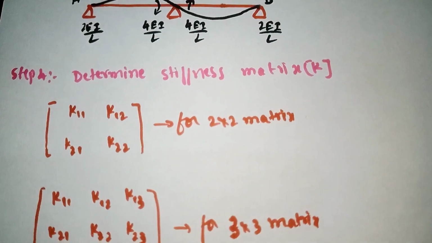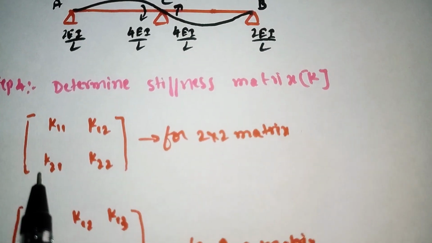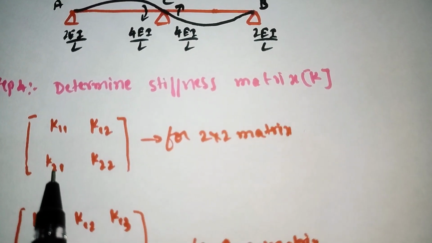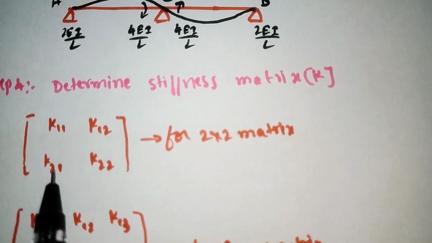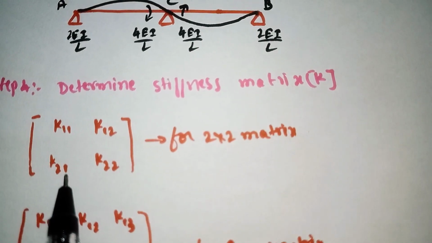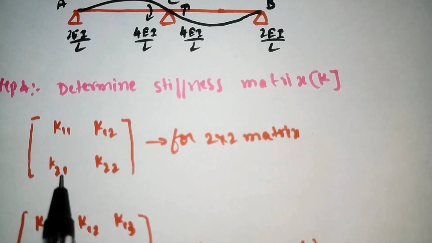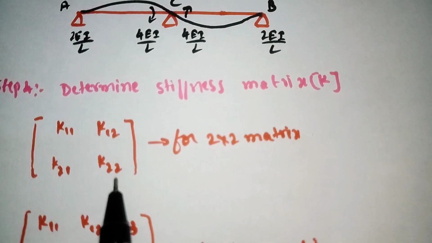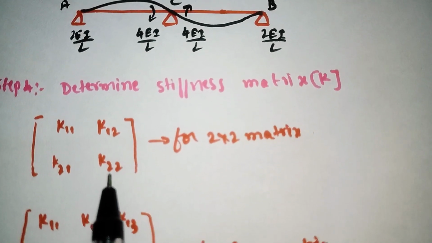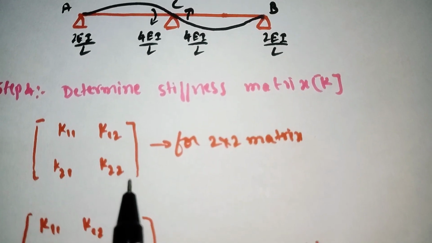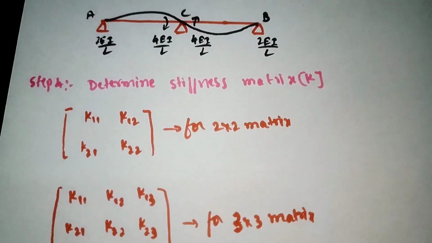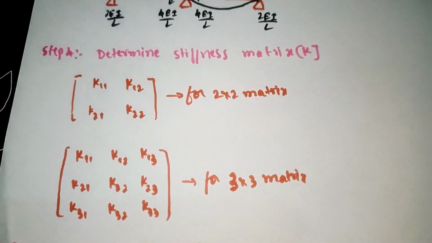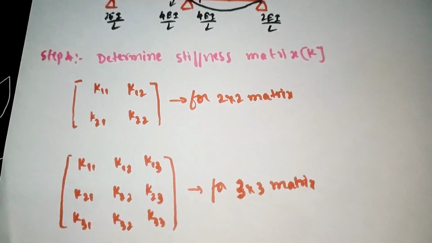Similarly, K21 is nothing but the force developed at coordinate 2 due to the unit rotation applied at coordinate 1, and K22 is nothing but the force developed at coordinate 2 due to the unit rotation applied at coordinate 2. Similarly, this is our step number 4.